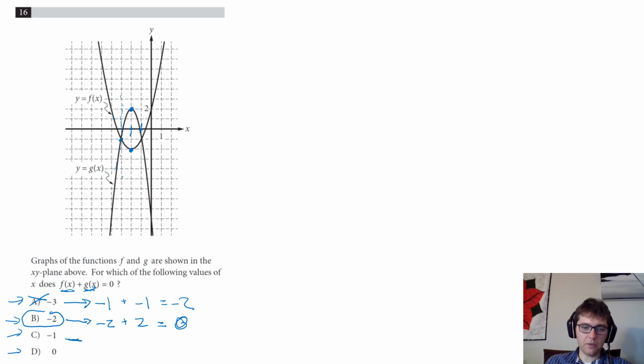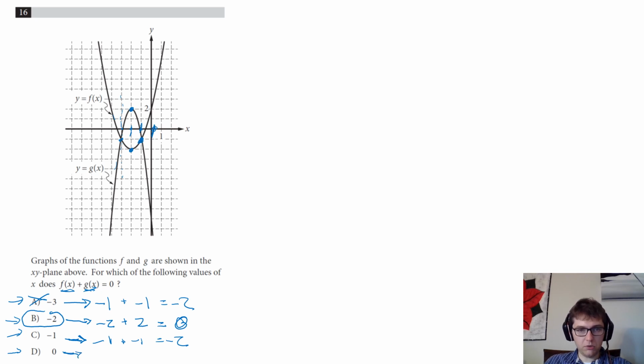You wouldn't necessarily have to do this on the SAT if you were being pressed for time, but I just like to show it for completeness. So at x equal to -1, you have f of x equal to -1, and this is, again, where they cross. g of x is also equal to -1 at this point. So again, you have -1 plus -1 is equal to -2. That's incorrect. And finally, we have x equal to 0.